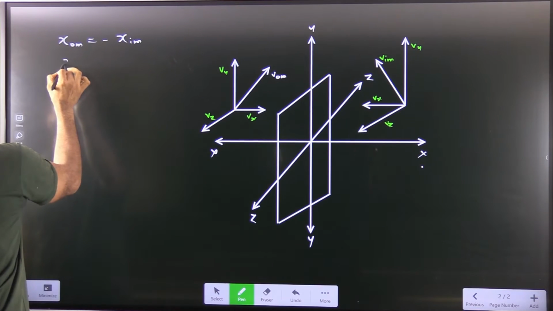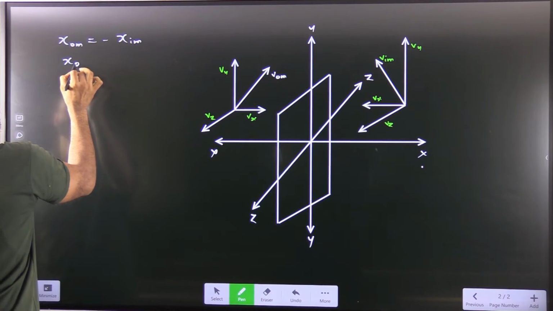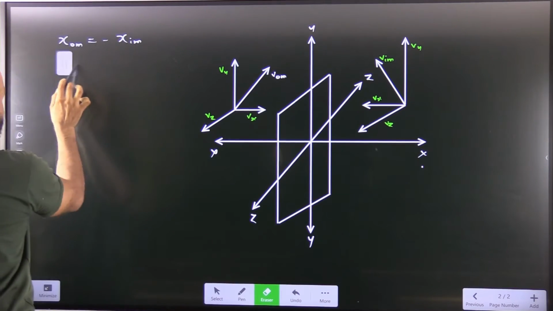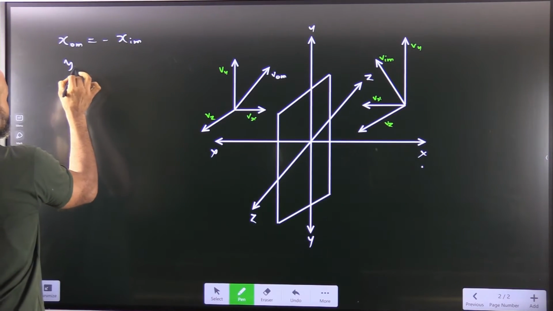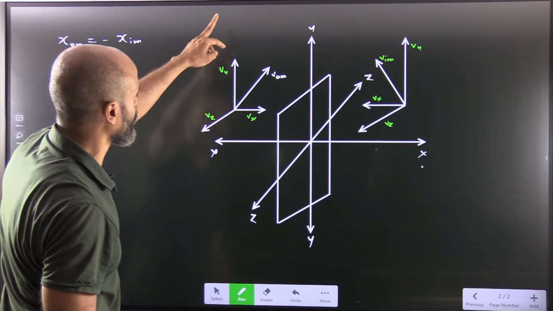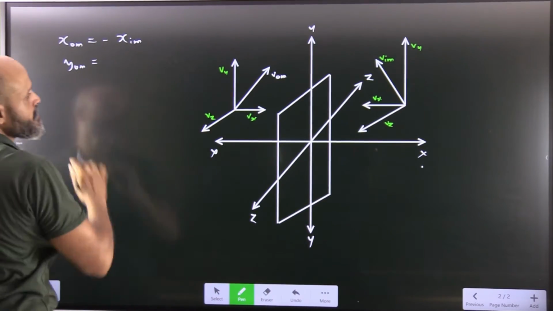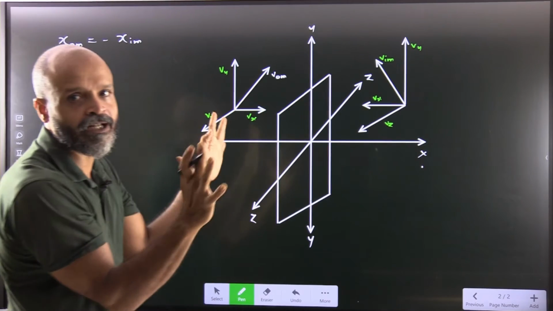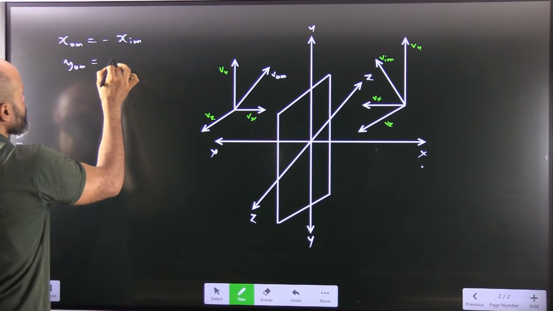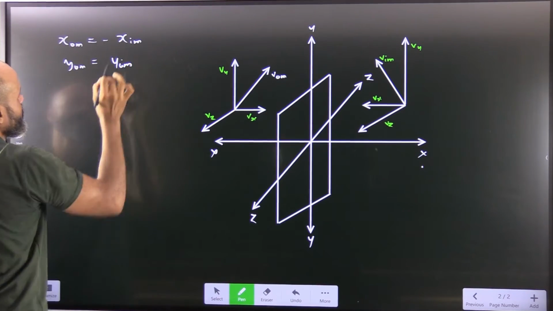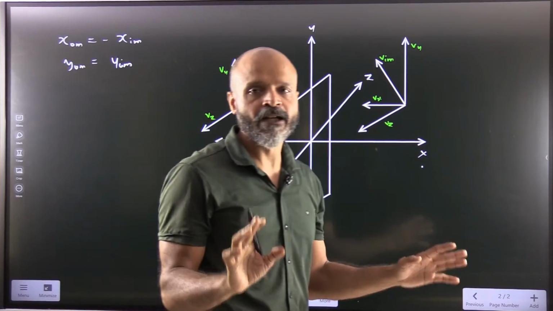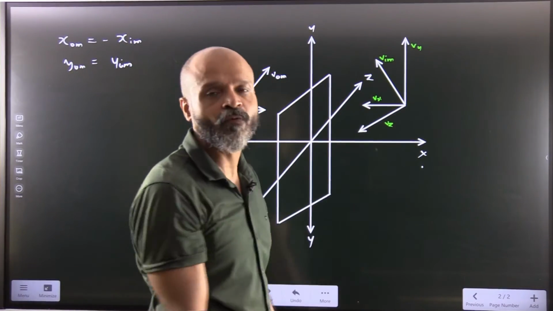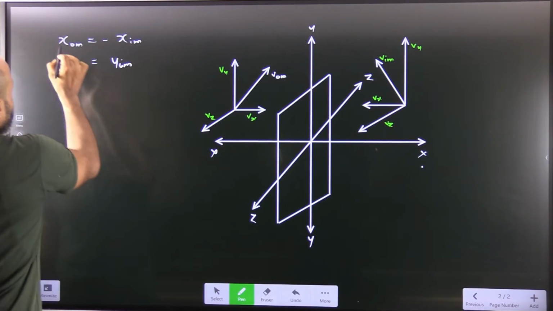Okay, now let's look at the movement along the y-axis. So movement of the object along the y-axis, let's take this as y. If it is moving like this, the image will also move like this. So there is no relative displacement between the two. So this will be equal to the movement of the image along the y-axis. Are we clear on this? On the x-axis, if it is moving, then the image will move like this. So hence we have a negative out here.